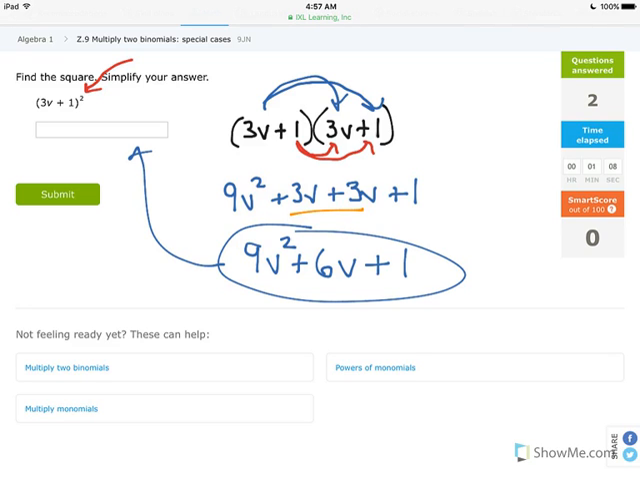I guess when you're typing this in, make sure you are definitely typing it in with the power of 2. So use the buttons on your computer screen. It should give you the option to make sure you have those exponents in the right place.